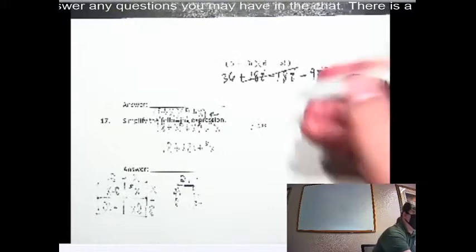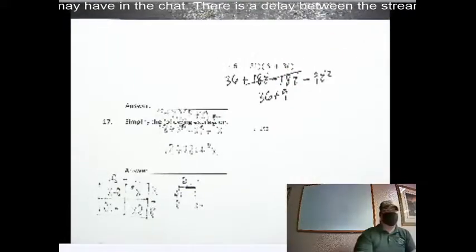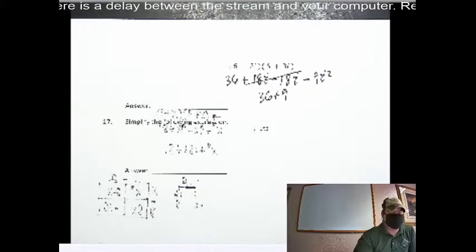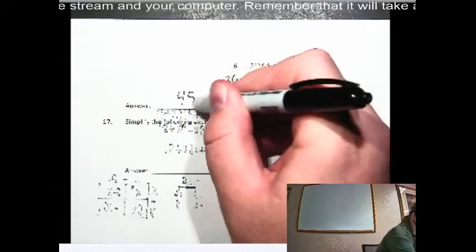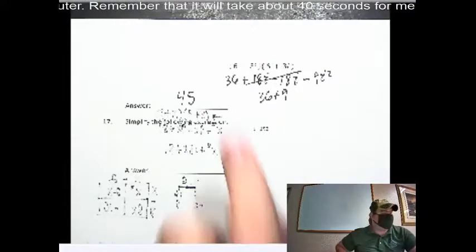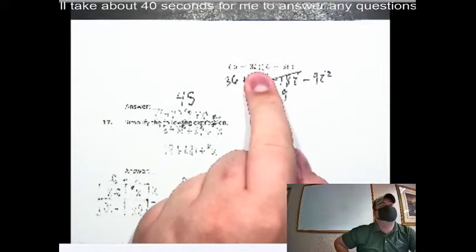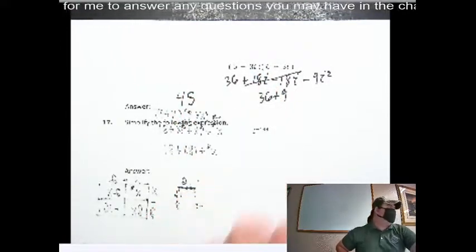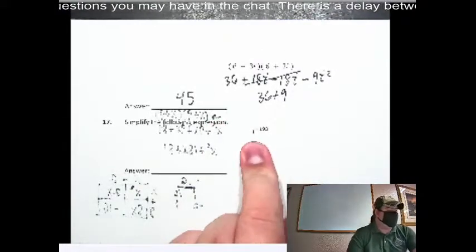Good. So now, really what we have is 36 plus 9, which gives us 45. Good. There's our answer. Again, when we multiply conjugate binomials, or in this case complex conjugates, we should always get a real number out. All right, one last one.